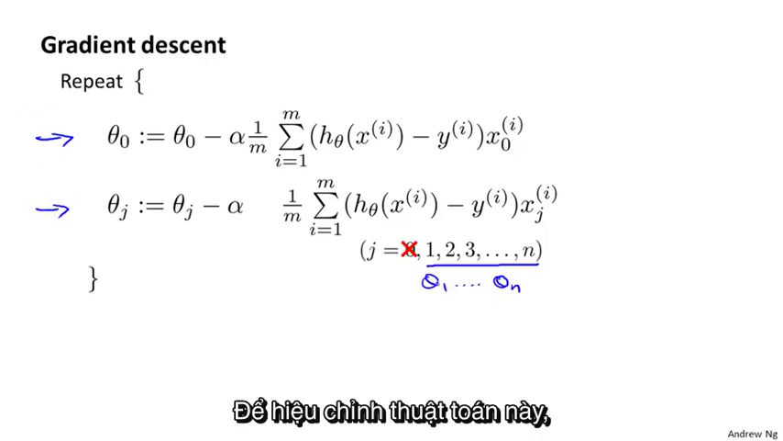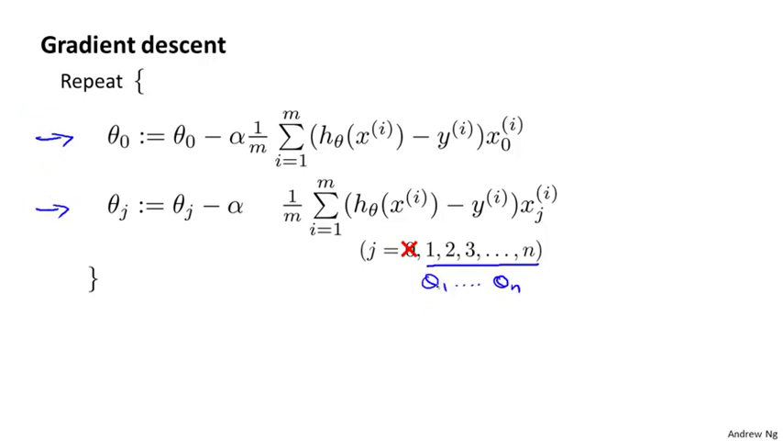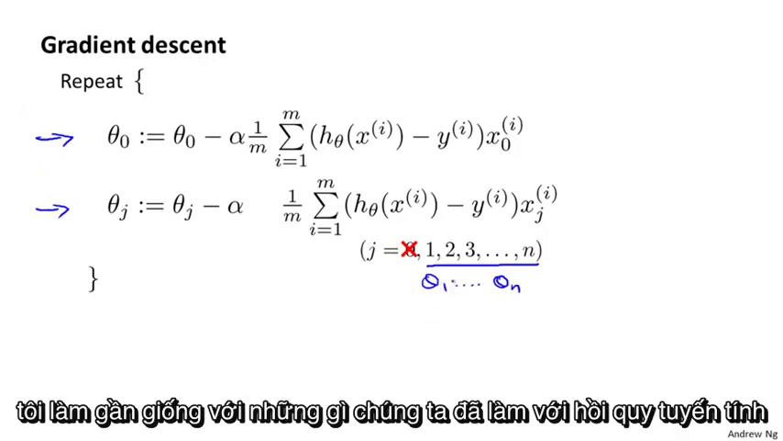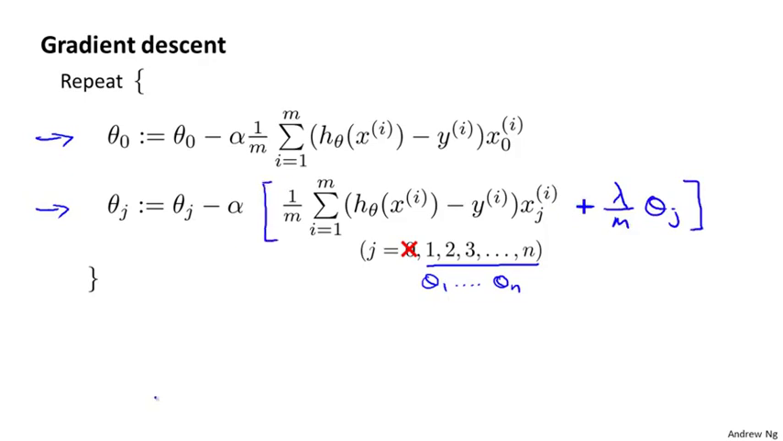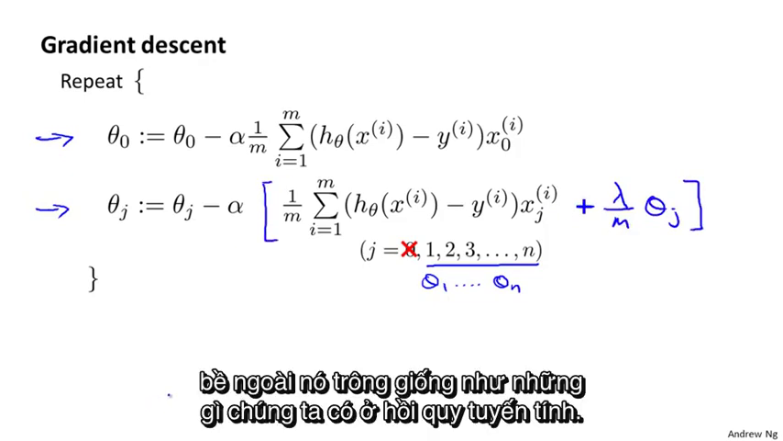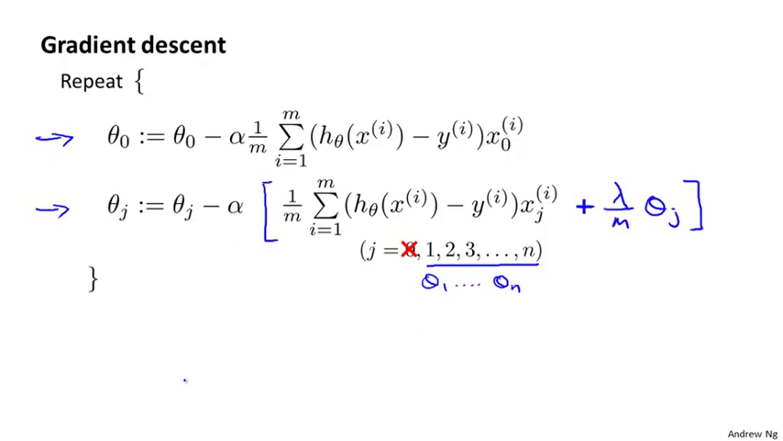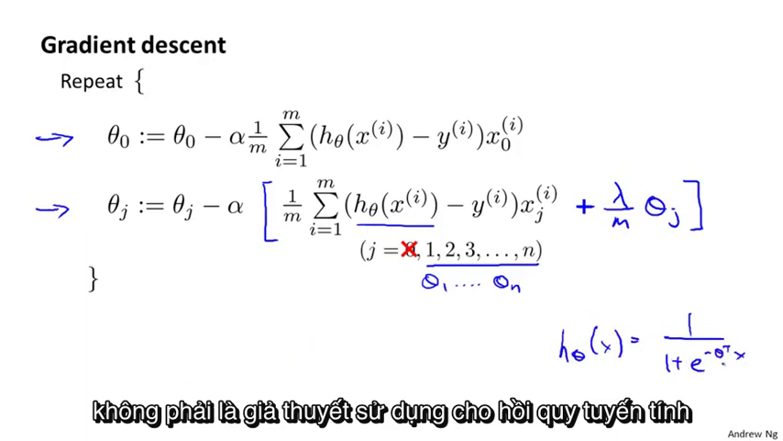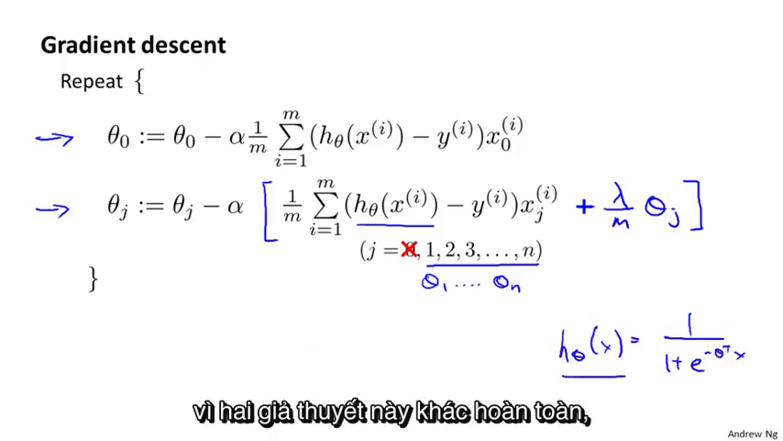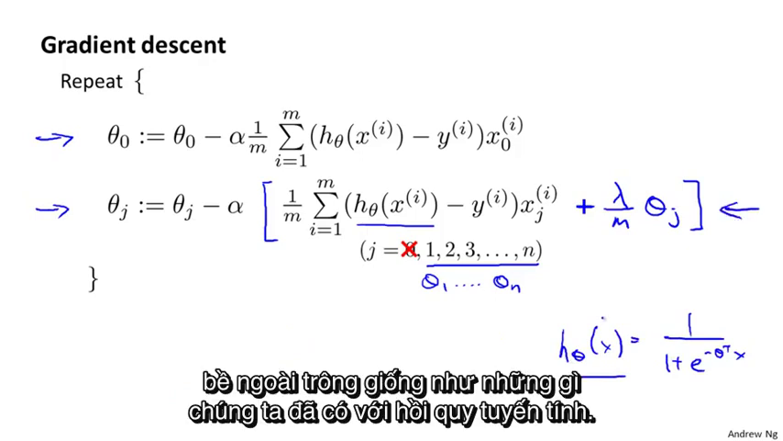And in order to modify this algorithm to use the regularized cost function, all I need to do, pretty similar to what we did for linear regression, is to modify this second update rule as follows. Once again, this cosmetically looks identical to what we had for linear regression, but of course it is not the same algorithm, because now the hypothesis is defined using the sigmoid function. So this is not the same algorithm as regularized linear regression, because the hypothesis is different, even though this update looks cosmetically the same as what we had earlier when working out gradient descent for regularized linear regression.